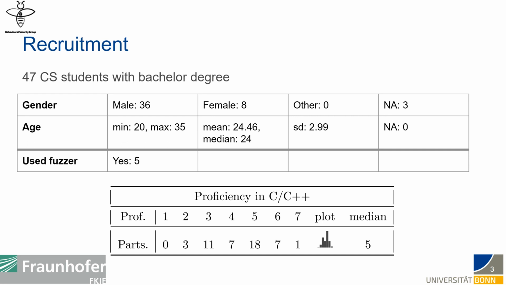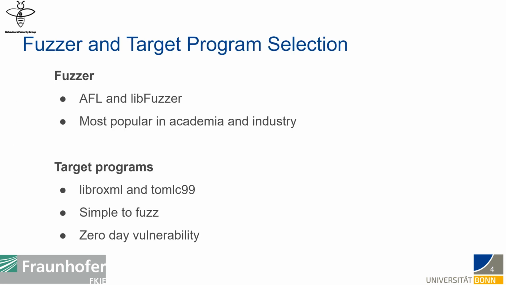The participants also self-reported their proficiency in C or C++. The results can be seen in the lower table. We also asked if they used a fuzzer before. Interestingly, 5 participants responded here with yes. As a variety of fuzzers exist, we had to select some of them. We chose AFL and libFuzzer, as both are popular in academia and industry.